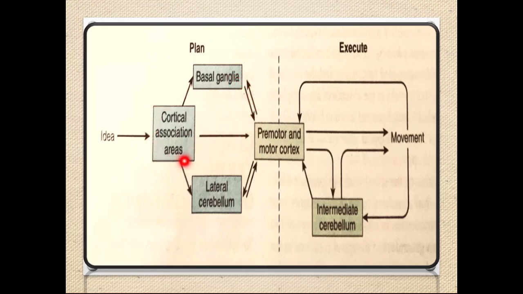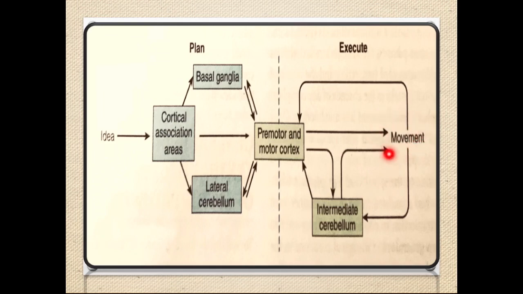They will ask the boss, the cortex, the cortical association area, the basal ganglia and the lateral cerebellar hemisphere. They will ask this boss, the premotor and the motor cortex, to send the order to the lower motor neurons within the spinal cord to perform the movement, right. And one copy of that blueprint is sent to the cerebellum. Which part? The lateral part of the cerebellum does the planning and the intermediate part of the cerebellum does the execution process. Okay.